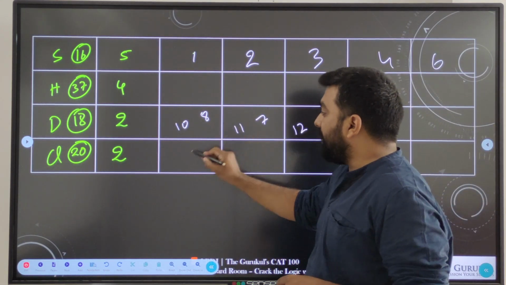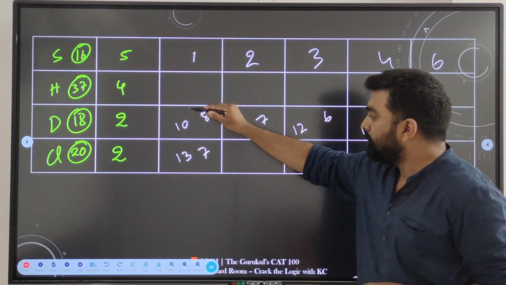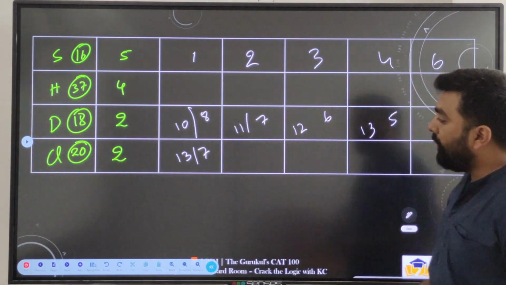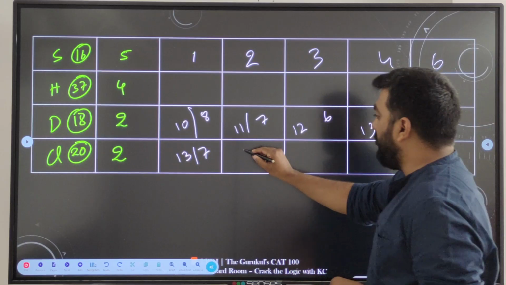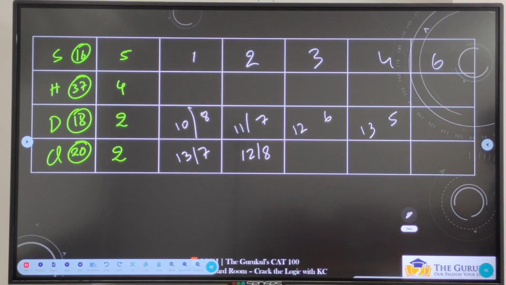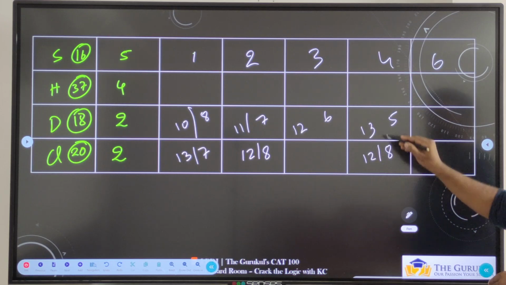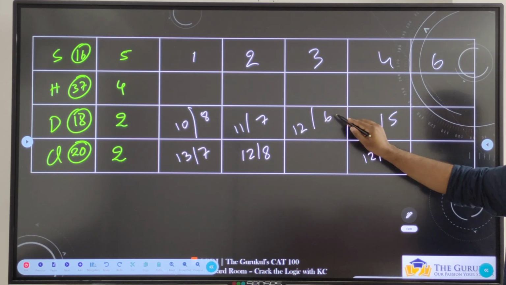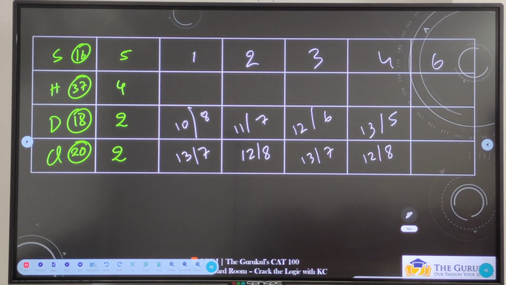Because I'm already using 10 and 8, this can be 13 and 7. What can be the other possibilities? I can go with 12 and 8 also. Right? Because 11 and 7 are used, we can use 12 and 8. 13 and 5 are used here, I can use 12 and 8 here also. And 12 and 6 are used, I can use 13 and 7 here also.